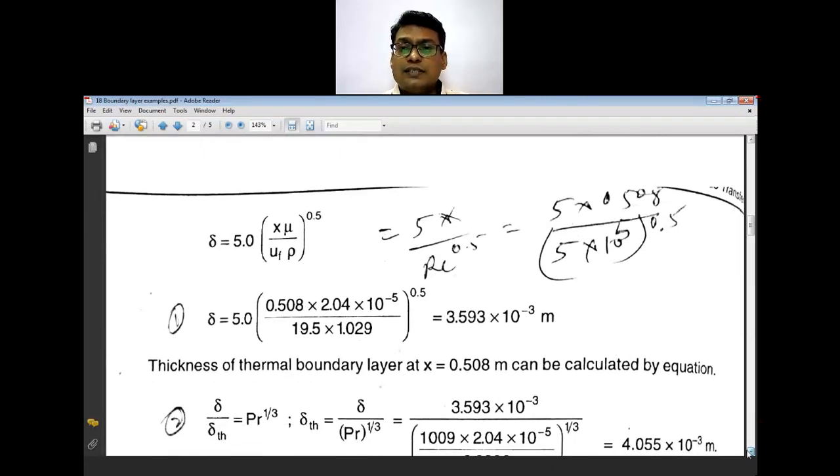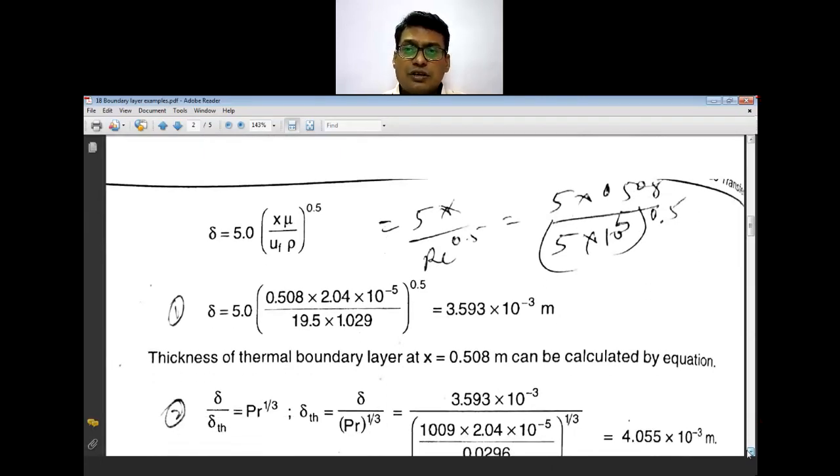So considering this as your laminar condition, that is the formula: delta, which is equal to 5 times the distance x upon the Reynolds number raised to 0.5. So you will get the hydrodynamic boundary layer thickness as 3.593 into 10 to the power minus 3 meters. That means it is in millimeters, 3.5 millimeters. A small thickness you can imagine here, a small thickness of 3.5 millimeter.